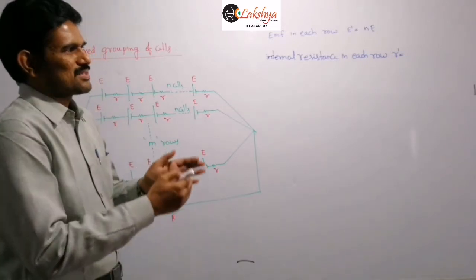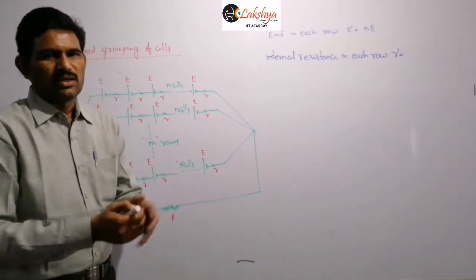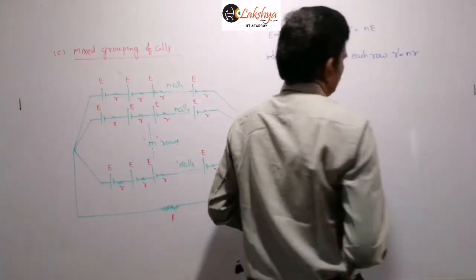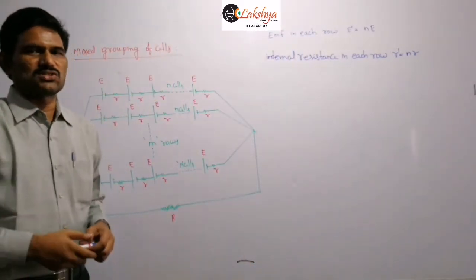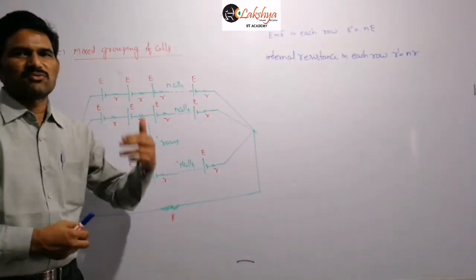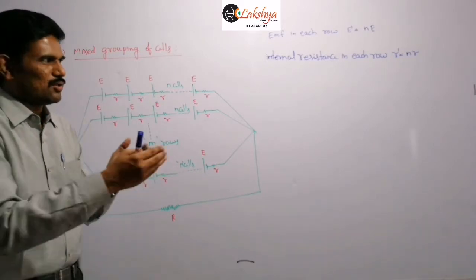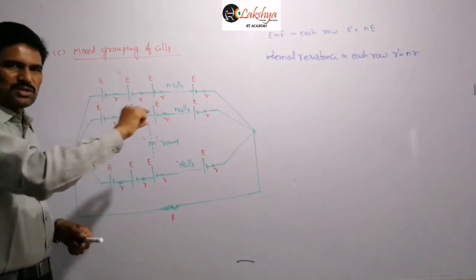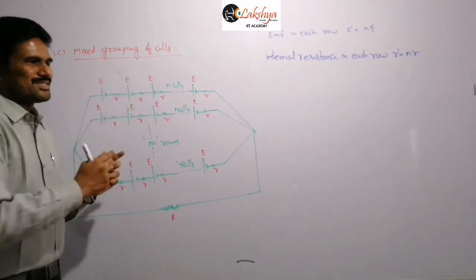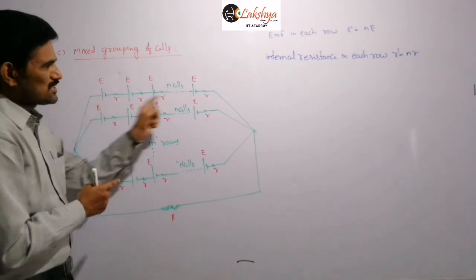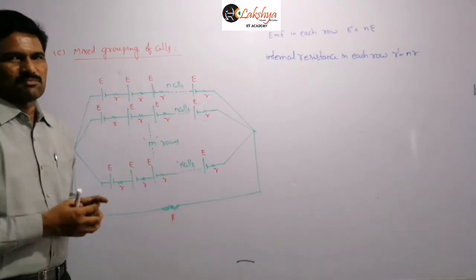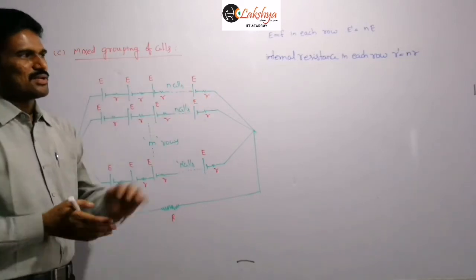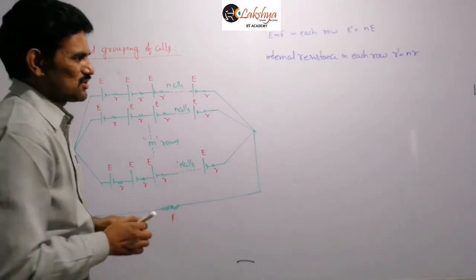So that means R plus R plus R plus R and so on, nR we need to write here, right? So this will be nR. When n identical resistors are connected in series, the effective resistance becomes n times that of R. We need to add all those resistors. So that is about each row. That means in each row, all these n cells we are replacing by a single cell of EMF nE and internal resistance nR, right?